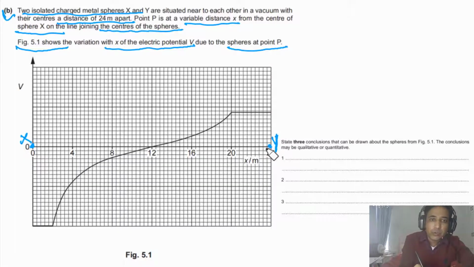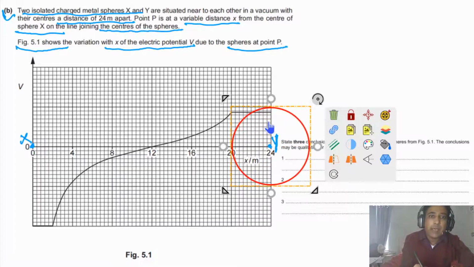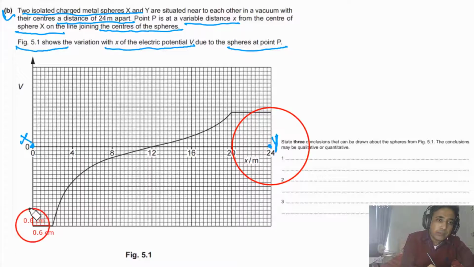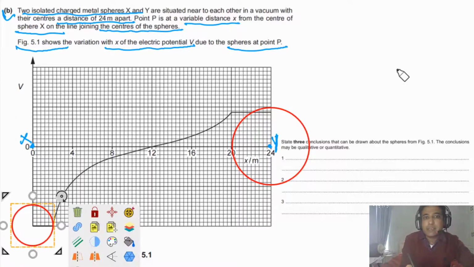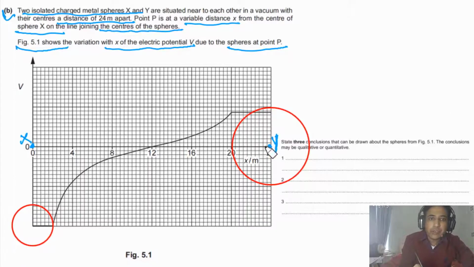Now first of all we can draw the spheres. This is over sphere Y, and here this one is sphere X. Now from here we can find out the radius. The radius of this sphere is 4 and the radius of this sphere is 2. The radius of sphere X is 2.0 meters, because this unit is meter. So you have to be careful with units. And the radius of sphere Y is equal to 4.0 meters.